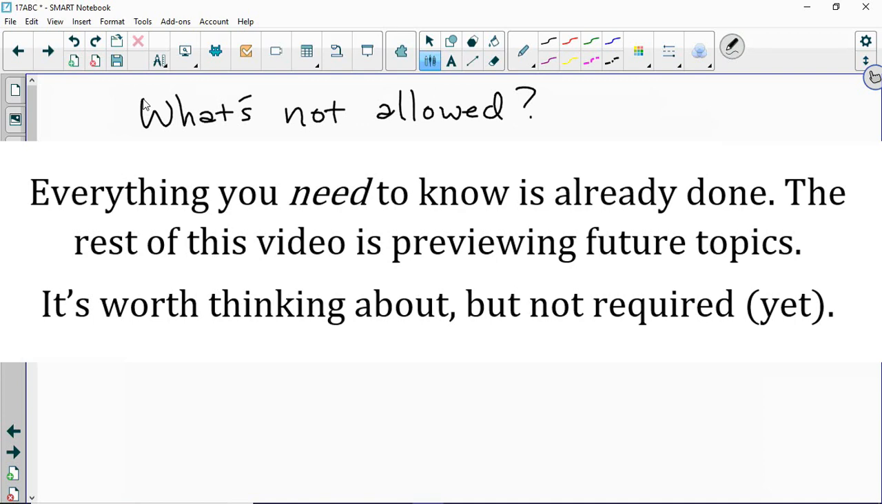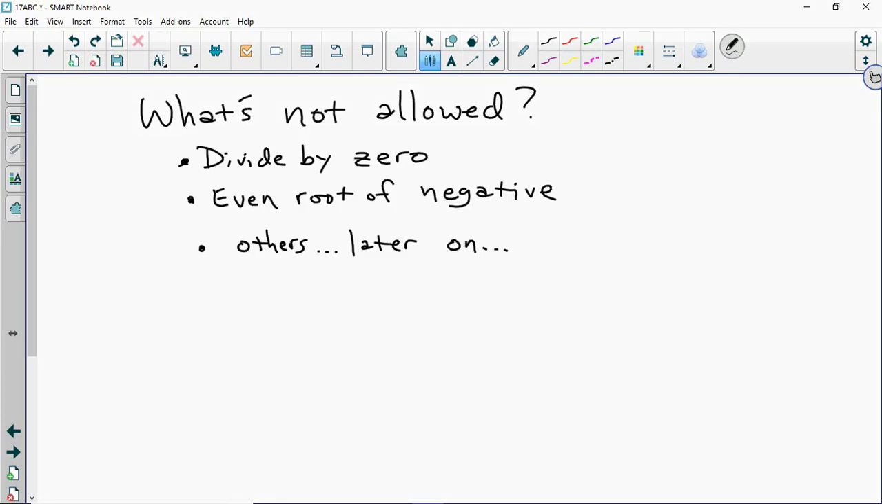So when we do algebra, what's not allowed? I think there are 2 big things that you should already be aware of that we're never, ever, ever allowed to do. We know we can't divide by 0, and we know we can't take an even root of a negative, so we can't take a square root or a 4th root, etc. There's other stuff that's not allowed, but we haven't studied it yet, so don't worry about it.